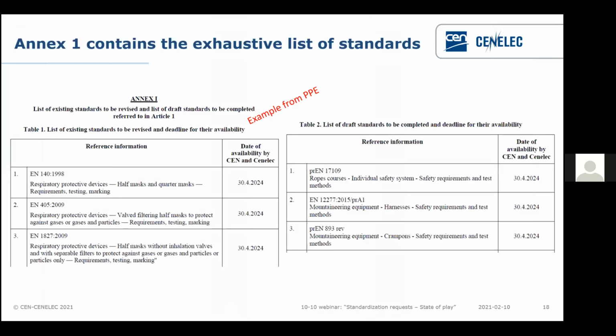This is an example of an Annex 1. So you will see, for instance, Table 1 lists those standards that must be revised. It means that, in this example of PPE, if there is a standard that is currently cited for PPE that needs to be revised, and that standard is not cited in this list for revision, this standard cannot be revised. Well, it can be revised by the ESOs, but cannot be offered to the European Commission.